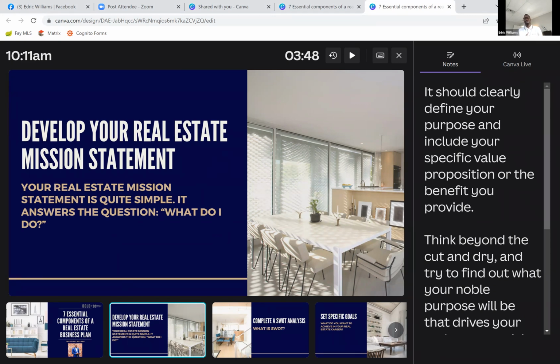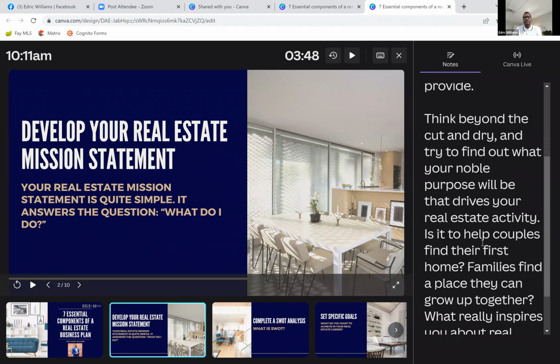And think beyond the cut and dry. Try to find something that's noble and what drives your process. Why do you do what you do? That's what the mission statement is.